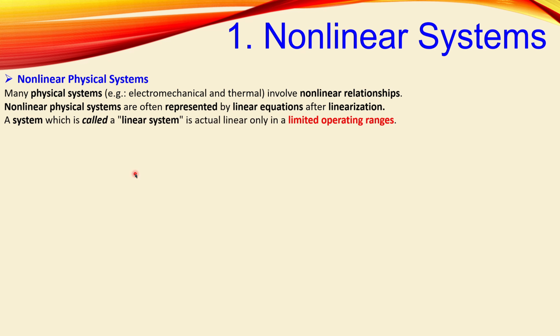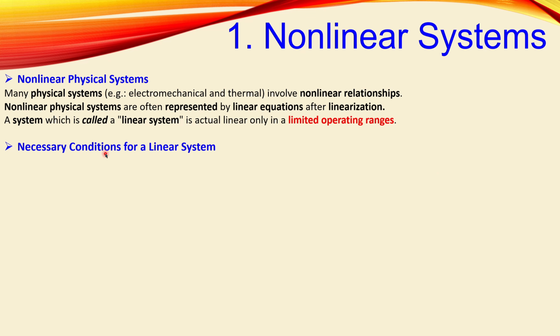Now, a system which is called a linear system, this is very important, is actually linear only in a limited operating range or operating point. So we will also discuss this operating point later more carefully.